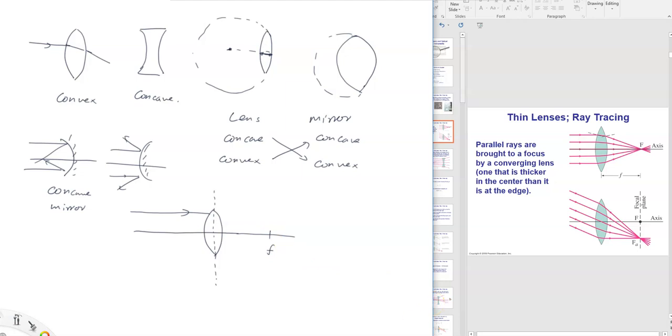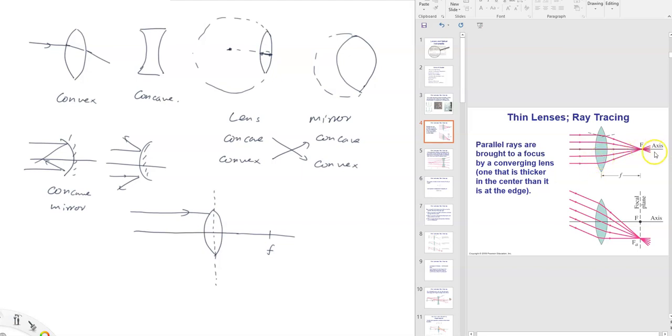Okay, see what else we have. Also you can see we have parallel light coming in, but the light is not parallel to the principal axis. They're coming from a side, but still they meet along the same focal plane. So these kinds of lenses are called converging lenses. Convex lenses are converging. And in the diagram you can see the focal length, the focal point, and these have positive focal length.